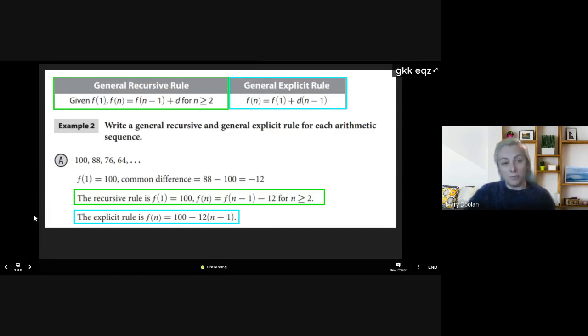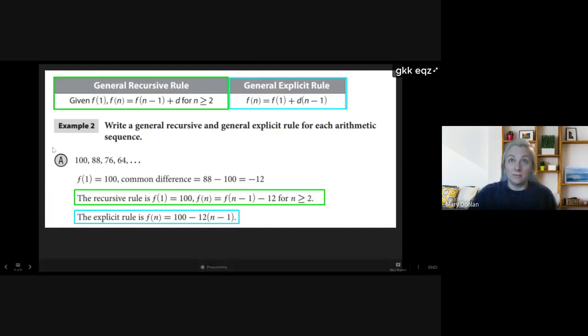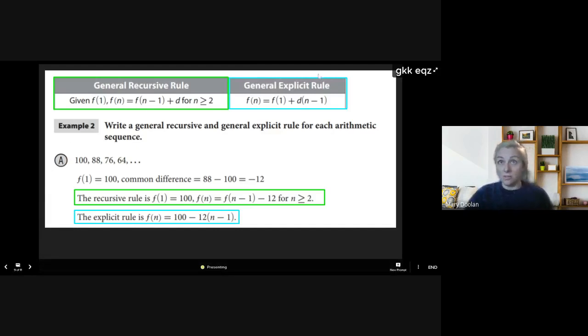There is a way to come up with these rules. There's actually this formula for recursive rules and explicit rules, and this is it. So it's almost like a cheat sheet. So if you were asked to write a general recursive and general explicit rule for each arithmetic sequence, here's a sequence.